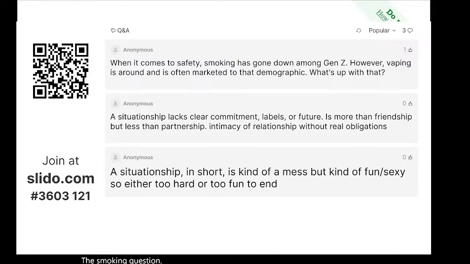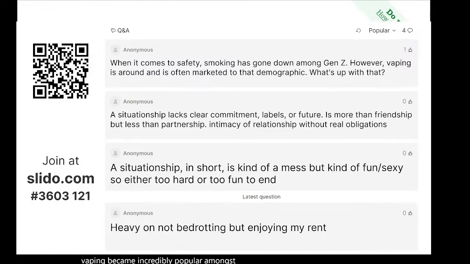Vaping's an interesting one. There's certainly some evidence that vaping sort of undid 30 plus years of no smoking campaigns, right, amongst teenagers, where teenage smoking rates had declined quite a bit. And then, when vaping came around, vaping became incredibly popular amongst teenagers. I think we're kind of moving back in the other direction now, where vaping is actually on the decline again as some of the health problems that come with it.